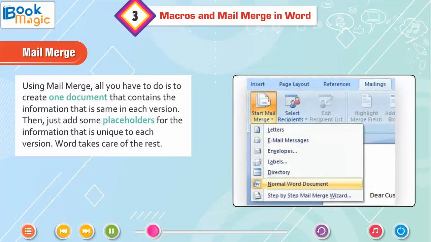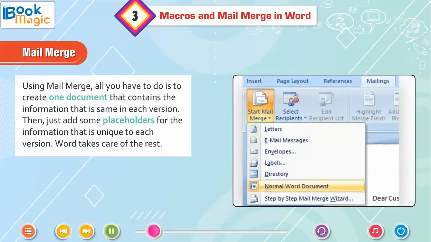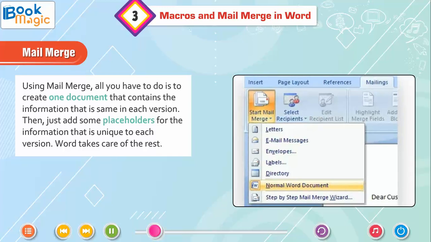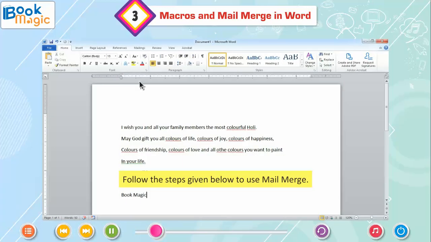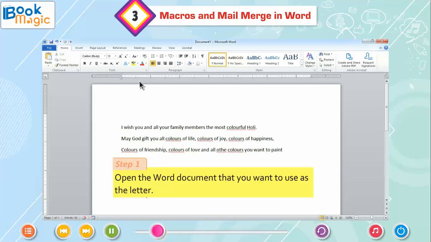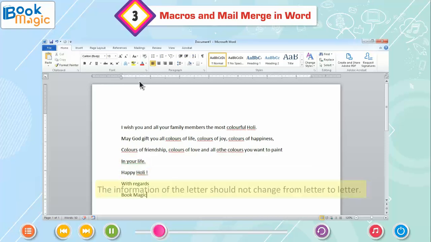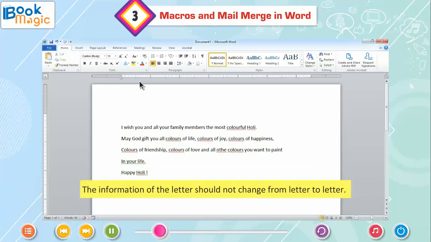Then just add some placeholders for the information that is unique to each version. Word takes care of the rest. Follow the steps given below to use Mail Merge. Step 1. Open the Word document that you want to use as the letter. The information of the letter should not change from letter to letter.